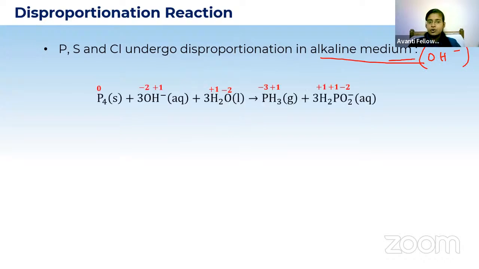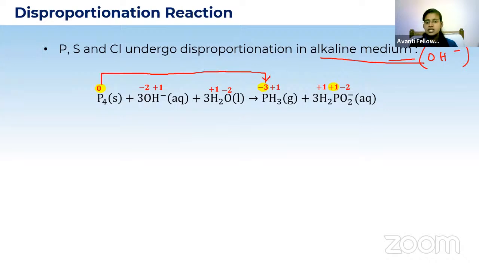P4 with 3 OH minus and 3 H2O gives PH3 and H2PO2 minus. You can see the oxidation number for all the elements, and you know how to calculate, right? Go for the oxidation state of phosphorus. In one of the compounds, phosphorus is moving from 0 to -3.